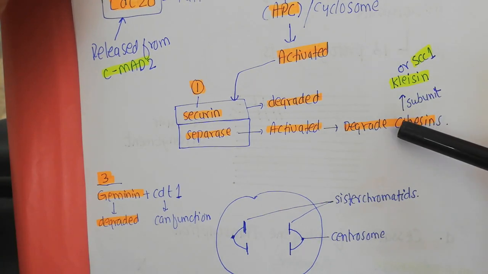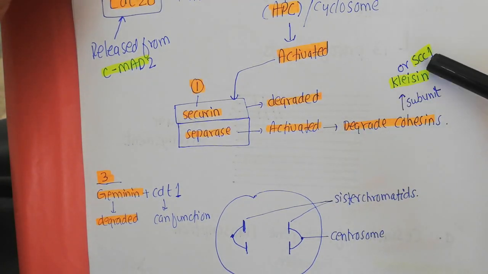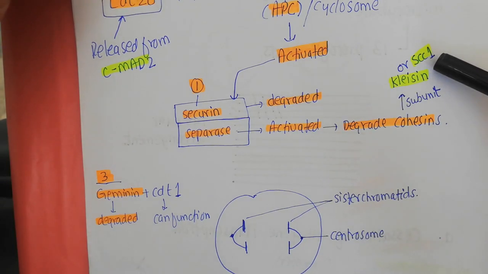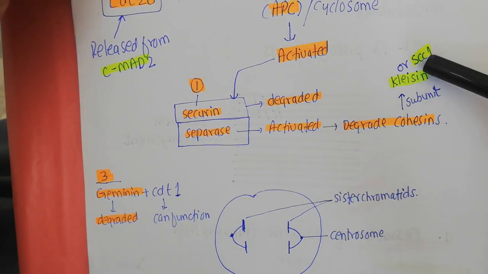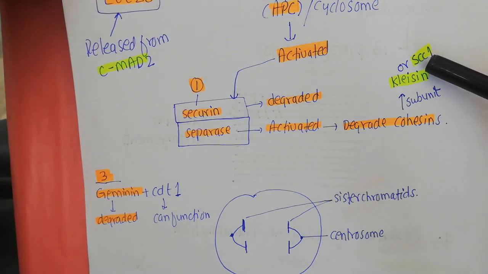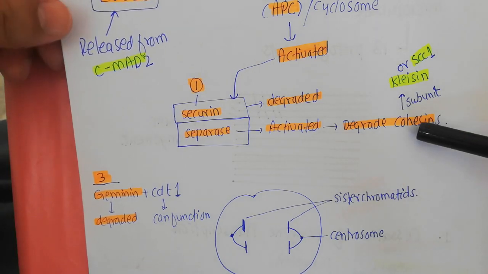Now, if you remember, I've told you that this cohesin is a protein complex, and out of this protein complex, the separase enzyme is specifically going to degrade this SCC1 subunit, and when this important subunit is degraded, the whole assembly of the cohesin protein is going to be removed from the sister chromatids, and the sister chromatids can easily be moved to the opposite poles.